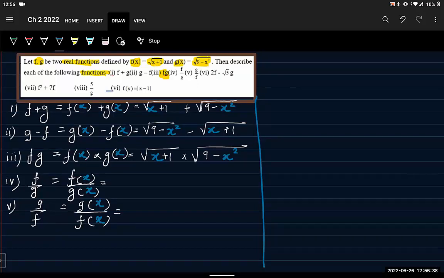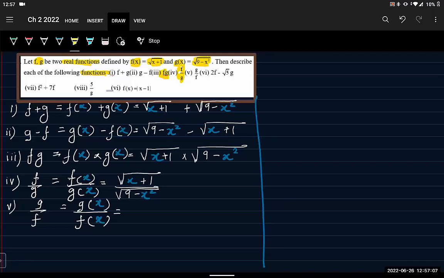The fourth sub question says f by g. F by g means we need to divide f of x by g of x. F of x is under root of, again, x plus 1. Inside the denominator, we will write g of x, which is the root of 9 minus x square. This becomes my f by g.